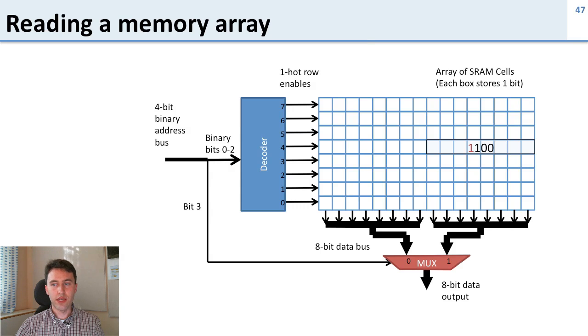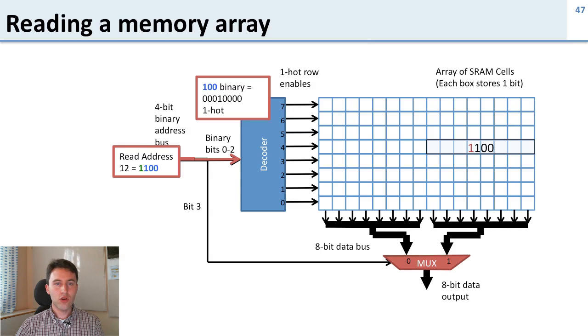So let's see how we read this. You can see in the memory we want to read the value written there in the middle of the memory, and this is for an address of 12. So in binary 12 is 1100, and you can see here that part of that address is going to go to the decoder and part of it is going to go to the mux. So the decoder gets 100 from the address, and that binary decodes into accessing output 4.